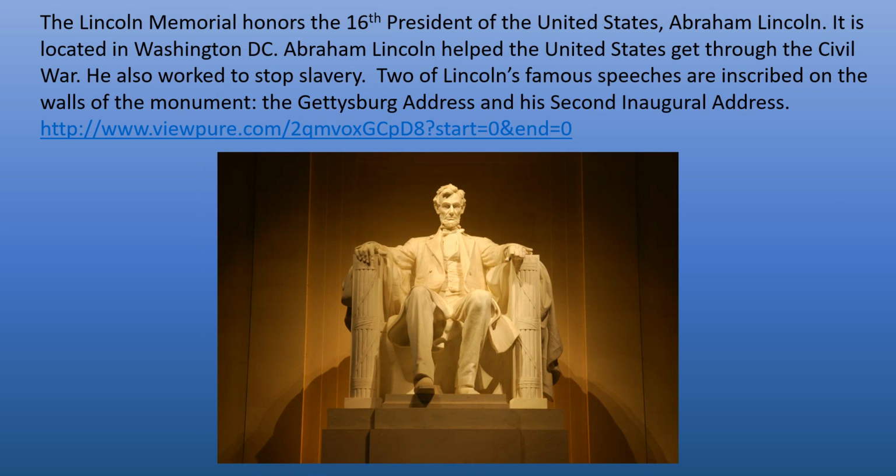The Lincoln Memorial. Hey, look, there's President Lincoln sitting on a chair. The Lincoln Memorial honors the 16th President of the United States, Abraham Lincoln. It is located in Washington, D.C. Abraham Lincoln helped the United States get through the Civil War. He also worked to stop slavery. 2 of Lincoln's famous speeches are inscribed or written on the walls of this monument: the Gettysburg Address and his second inaugural address. You can see more of that in the video.